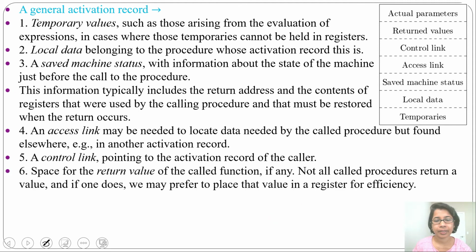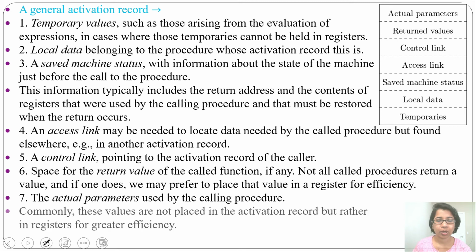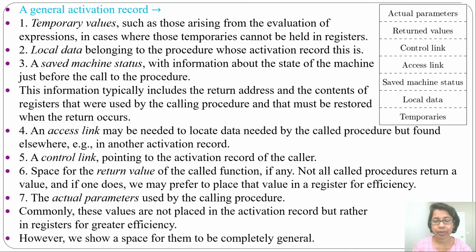Next, space for the return value of the called function. Not every function returns some value, so if it doesn't return, it will be blank. And most of the time we keep the return value in a register rather than the activation record for efficiency. Next is the actual parameter. The actual parameters are used by the calling procedure. Commonly these values are not placed in the activation record, but rather we prefer registers for greater efficiency. However, we show a space for them to be completely general.